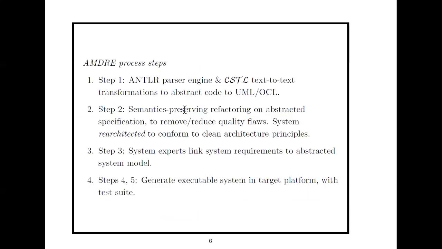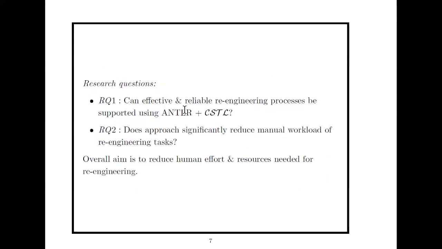So here are the main steps. As we said, step 1 uses the ANTLR parser engine and CSTL text transformation to UML and OCL. Then we maintain semantic preservation, refactoring the abstracted specifications, while in step 3 we link the system requirements to the abstracted system models, and in steps 4 and 5 we generate the executable code and the test cases.